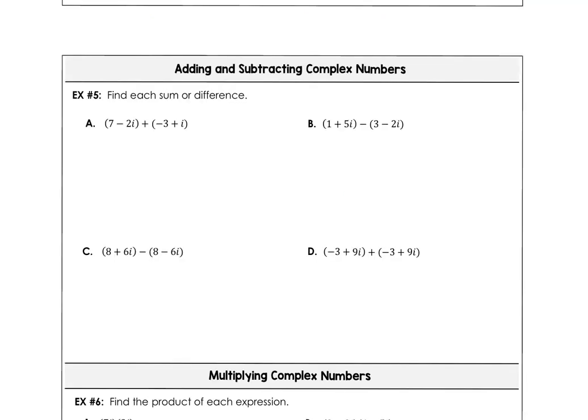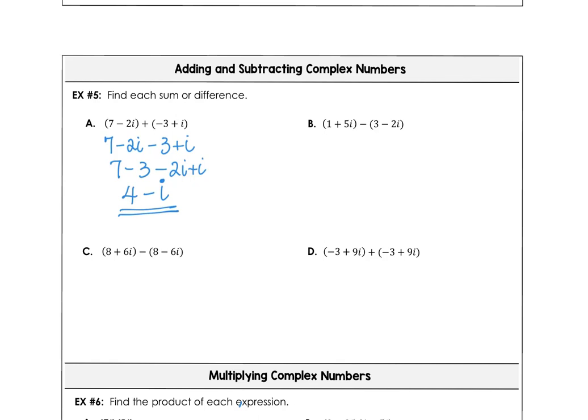So we can simplify, we can graph complex numbers, we can find the absolute value, and we can also add and subtract complex numbers. To add and subtract a complex number, we want to add the real part to the real part and the imaginary part to the imaginary part. In this case, 7 minus 3 would be the real part, and -2i plus i would be the imaginary part. So 4 minus i is the simplified sum of those two complex numbers.